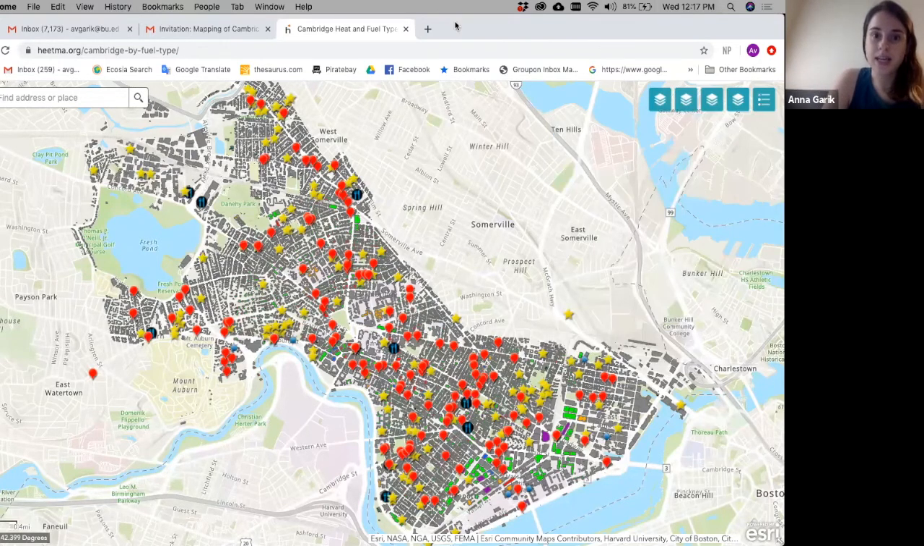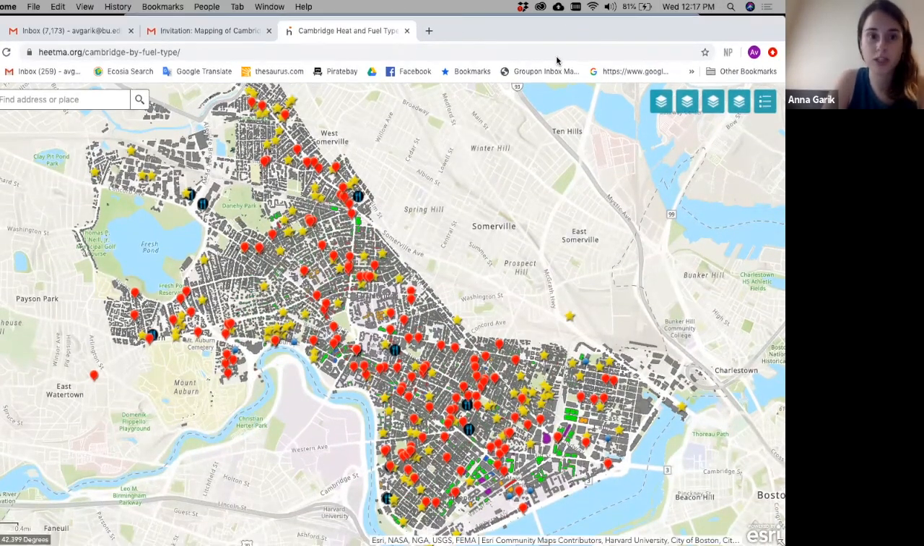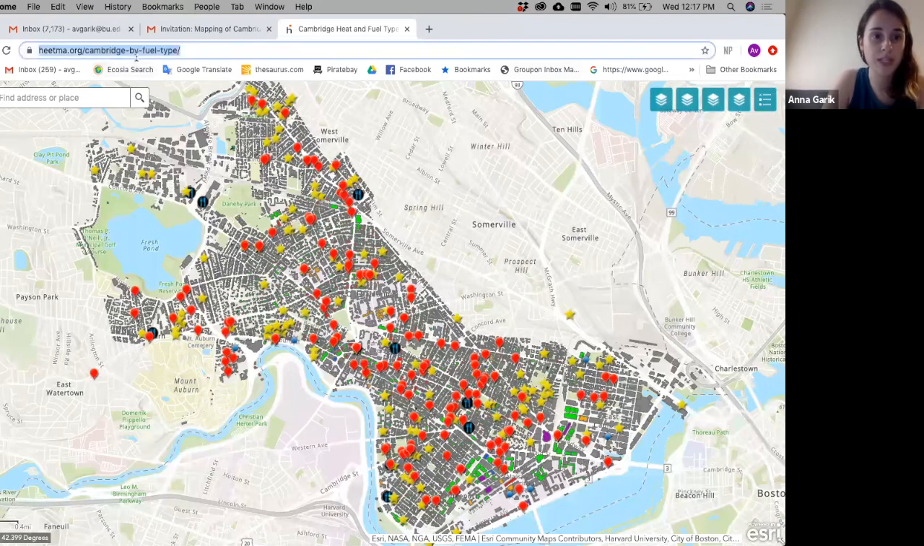And I can send that link out in the chat in case anyone wants to look at the map and play around with it and see if any of the streets might match any of the criteria for the pilots.